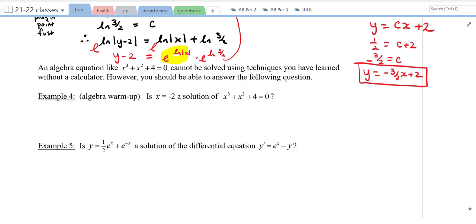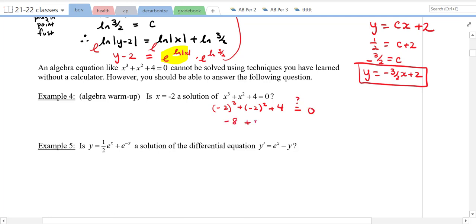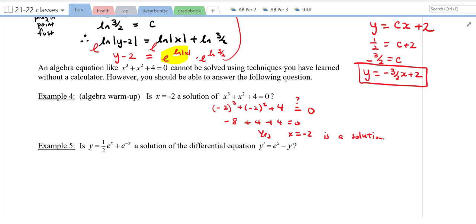Well, all you need to do is, of course, plug it in, right? So you plug in negative 2. You're hoping that the left side equals the right side. Does it? I think so. So yes, x equals negative 2 is a solution. So if they give you a question like this, is this y value, y equals 1/2 e to the x plus e to the negative x, a solution of this differential equation? Well, all you need to do is the same thing as what we did before. Plug it in. But this one involves y prime, so I guess we should calculate y prime first.